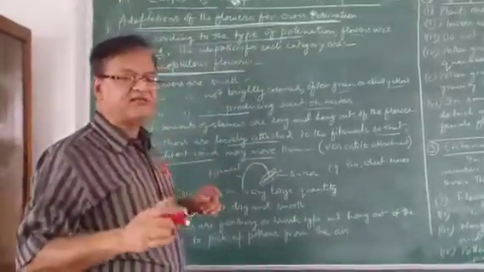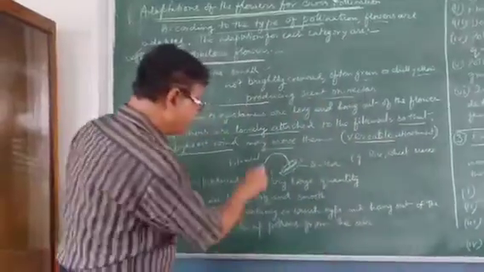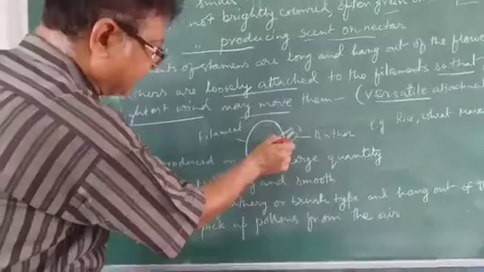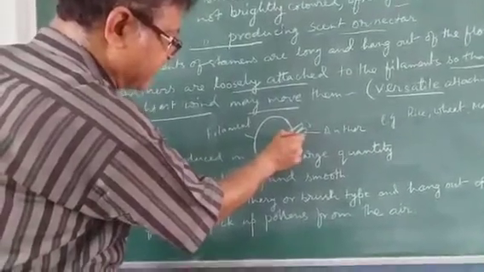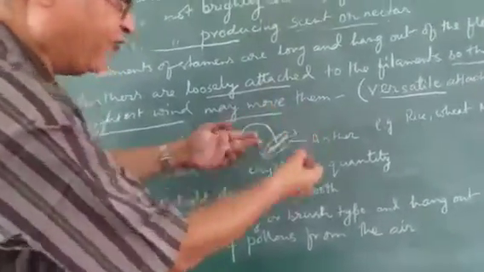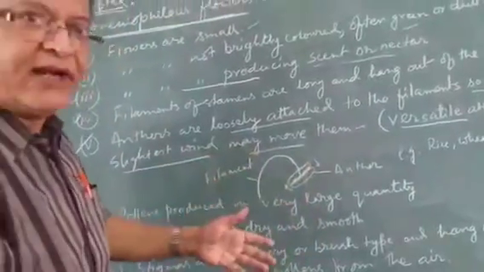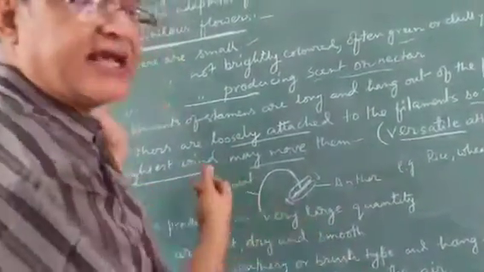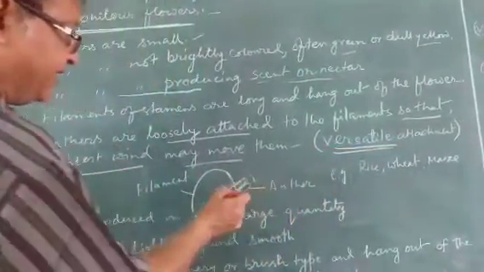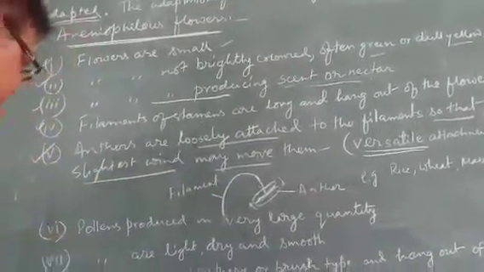This kind of attachment is called versatile attachment. Versatile attachment is shown in this diagram. See this long filament, and the point of attachment is here in the middle of the long anther, and due to a little bit of wind, it can sway, it can swing, and because of this movement, the pollen grains are easily taken away by wind. This kind of attachment is very helpful for anemophilous flowers.